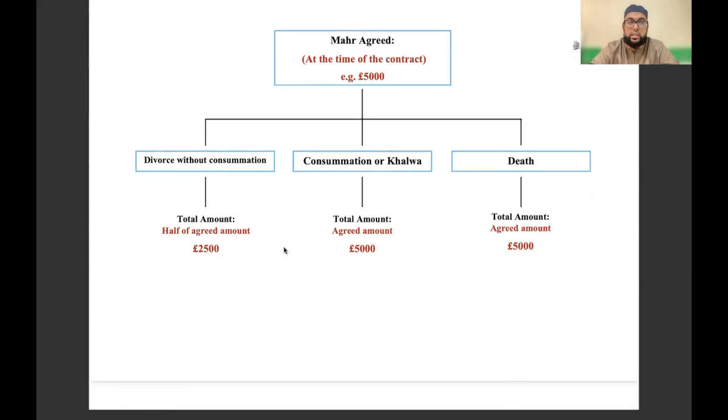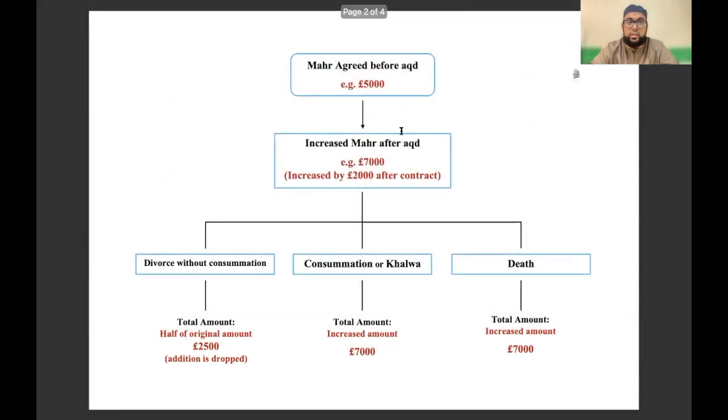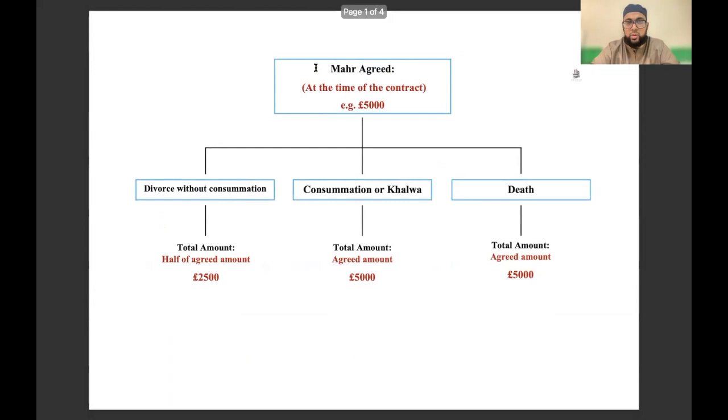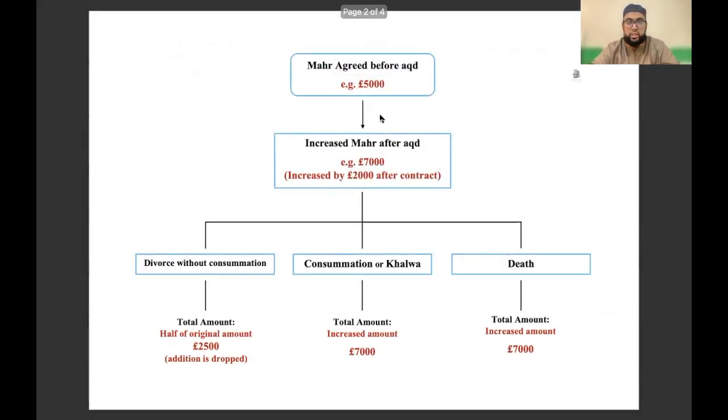Now, so what happened was, this is another scenario. I hope that's clear. This is the most straightforward one. They agreed £5,000. If they consummate, £5,000 is due. If one of them dies, £5,000 is due. If she is divorced before consummation, only half the amount, £2,500 is due. Now imagine they agree a mahr before the aqd. So they agreed on £5,000.